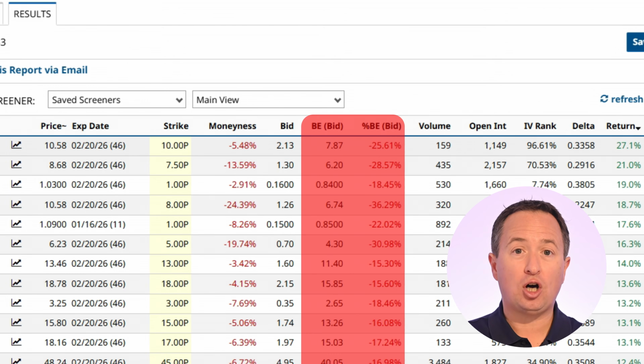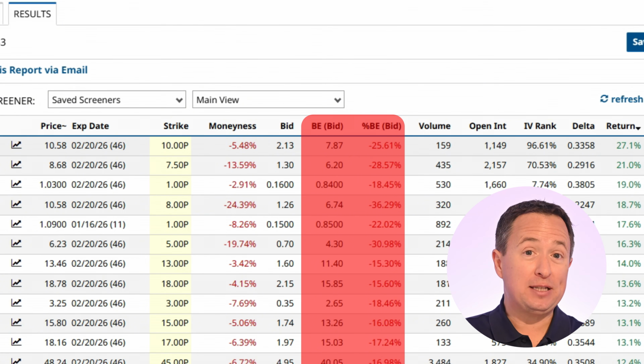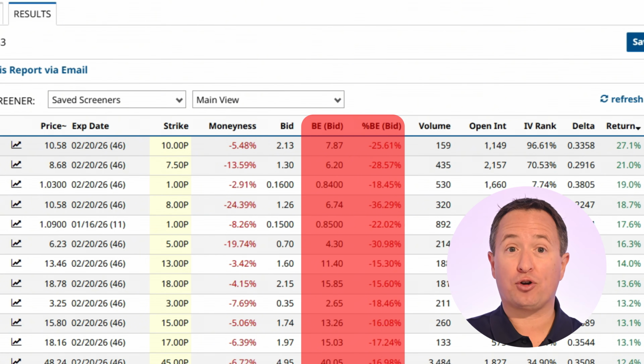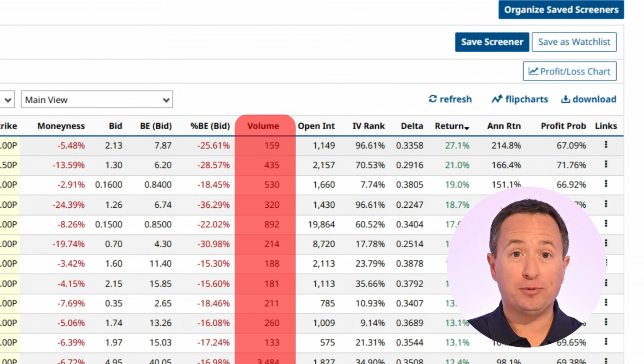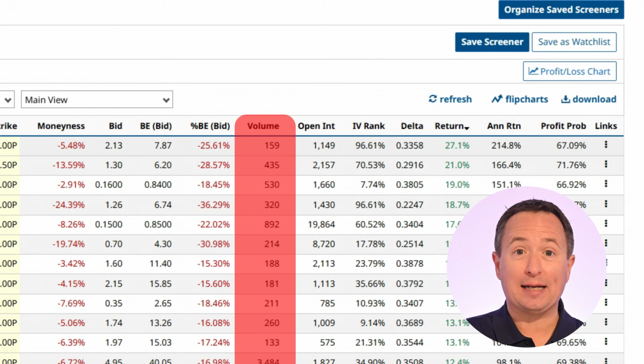Next is the break-even column and break-even percentage, which shows you the exact stock price and expiration where your short put neither makes nor loses any money. For short puts, it's simply the strike price less the bid or the credit that you actually receive. Next, options volume is just like stock volume, the amount of contracts that were traded in the last session.